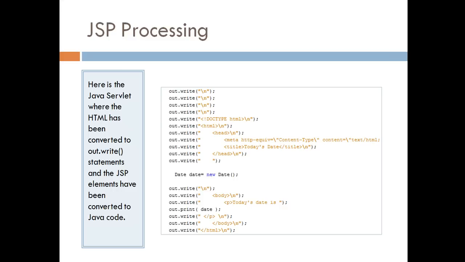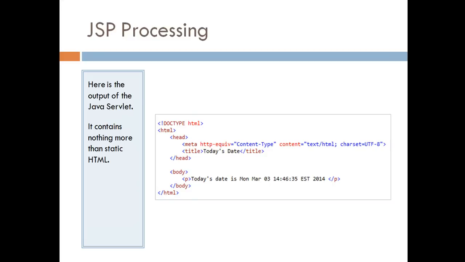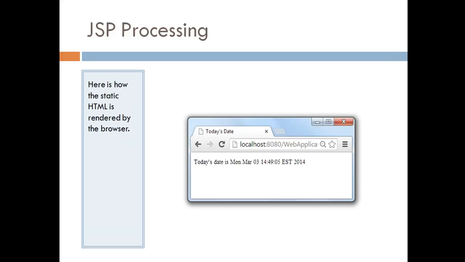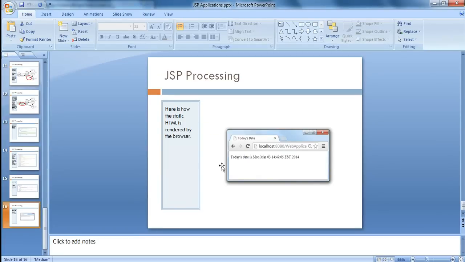Well, this Java servlet gets compiled and then it gets executed by the servlet engine. And what does it produce? This servlet produces nothing more than static HTML. What you're looking at now is the output of the servlet, and it's nothing more than static HTML. Well, this static HTML gets wrapped up in an HTTP response, and it gets sent back to the web browser, and then the web browser renders it just like it would render a static HTML page, and this is what we would see in the browser. So it's some pretty interesting processing that takes place.